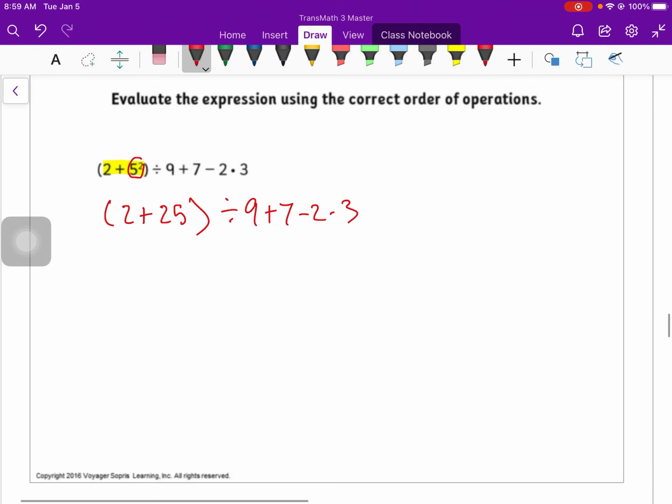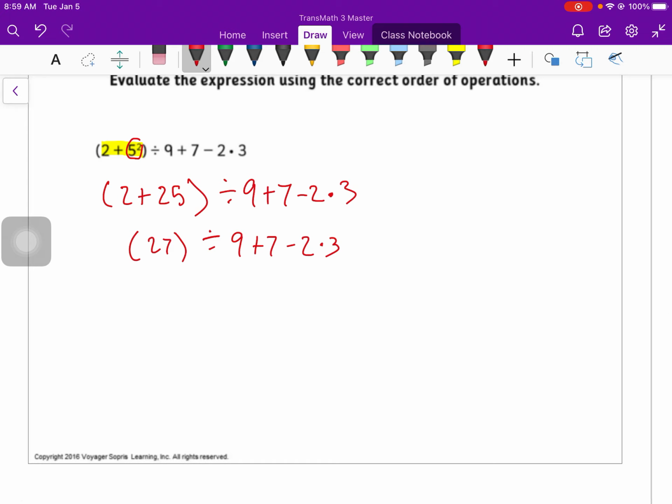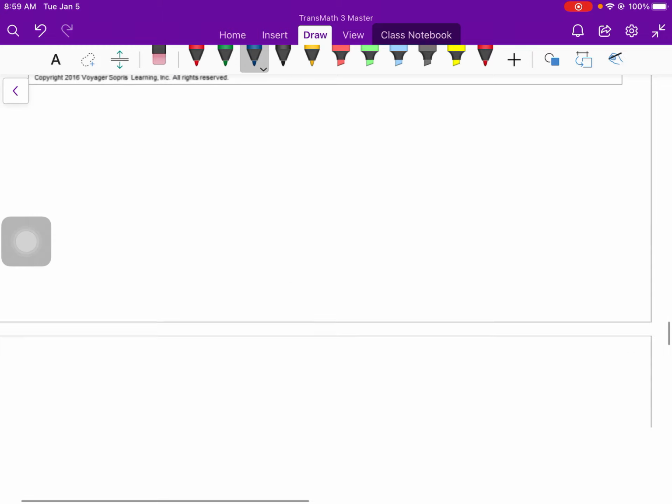Okay, and I'm still inside the parentheses. So now I can have 27 divided by 9 plus 7 minus 2 times 3. All right, so no more parentheses, no more exponents. I do multiplication and division from left to right. 27 divided by 9 is going to be 3. 2 times 3 is going to be 6. So I now just add and subtract from left to right. 10 minus 6 is going to equal 4.